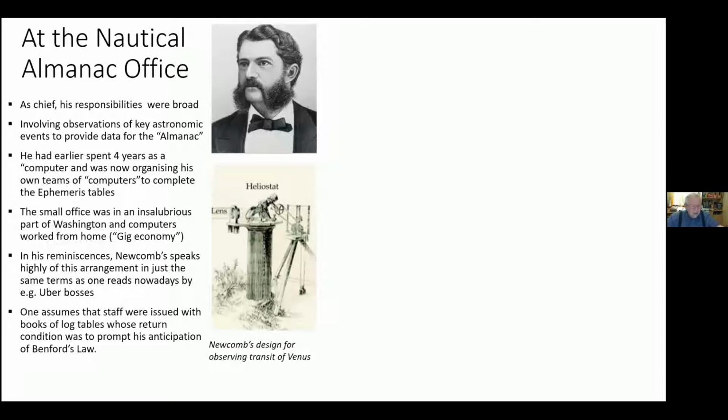And he talks quite a bit about the computers working from home, and you could really be reading the words of the boss of Uber about the benefits of the gig economy. He was able to say how they were able to choose their own hours, and he didn't have to worry so long as they produced accurate numbers to time. And also it made his job easier in that he could hire and fire, especially the latter, if some of the computers turned out to be less good at their job than they needed to be.